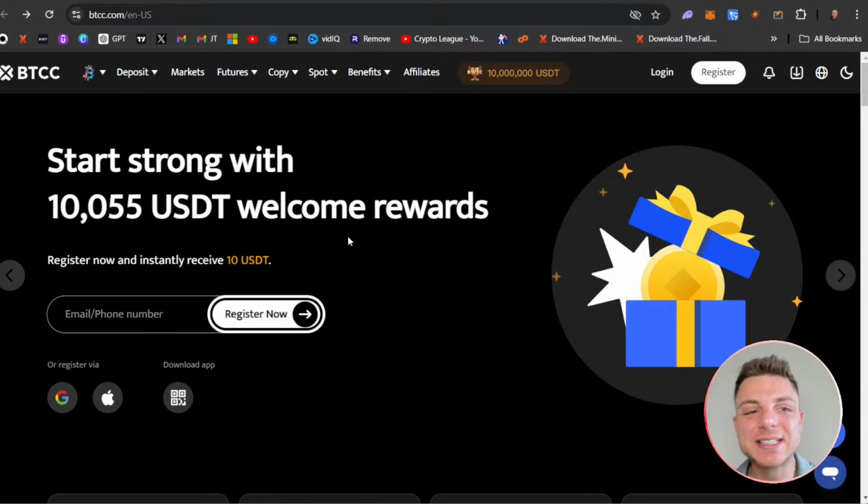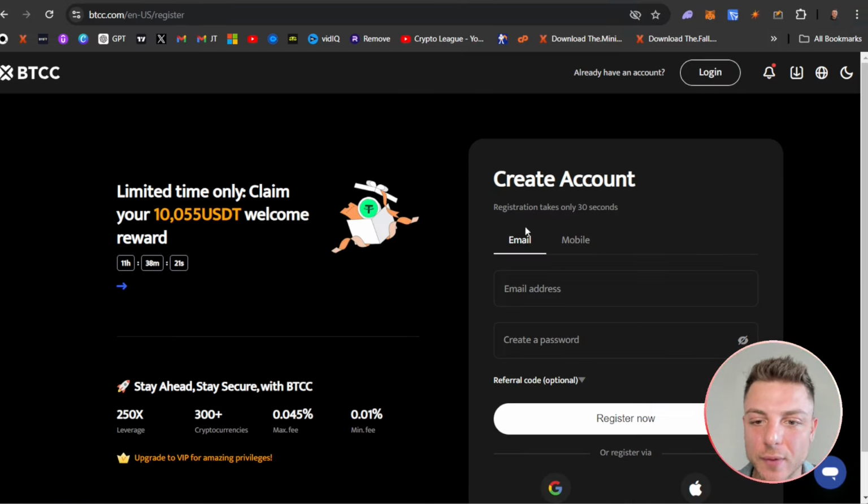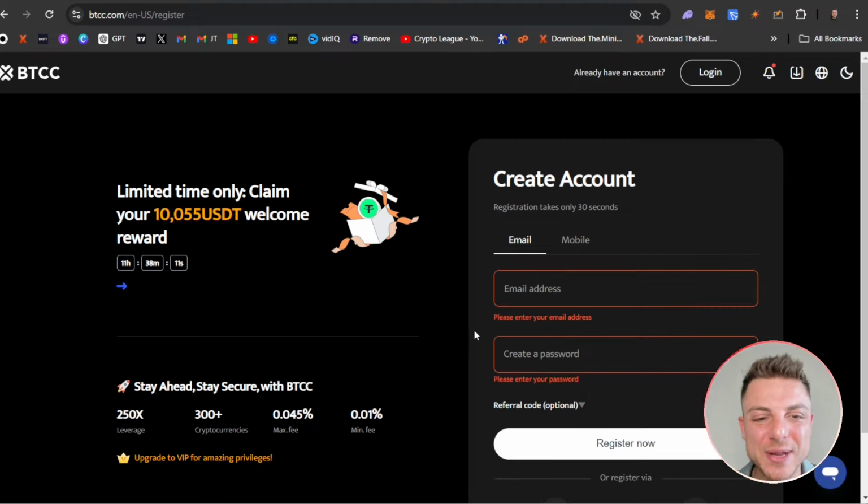It's very, very easy to sign up to BTCC. We click right here, register, and we'll then be able to take it over to create our account. We can create it with email or mobile. You can see right here, registration only takes 30 seconds. So we put in our email address, we create a password, and then we actually register.